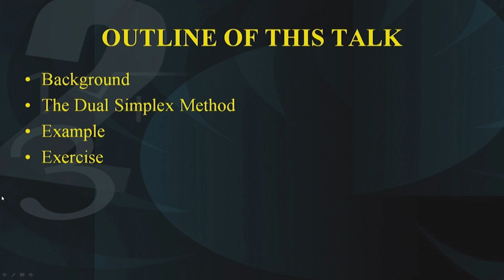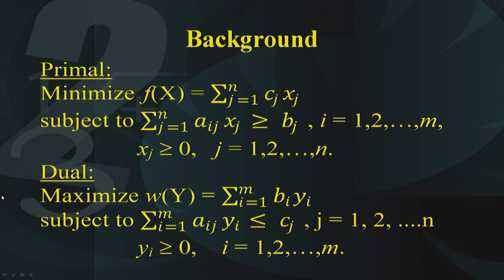Now, let us look at the definition of the primal and the dual once again. As you know, if the primal is in the form of minimization of the objective function subject to inequality constraints of the type greater than or equal to, and the dual is of the maximization type with constraints of the less than or equal to type, then the standard form of the primal can be written as minimization of f(x) equal to summation c_j x_j subject to summation a_ij x_j greater than or equal to b_i, where i goes from 1 to m, and x_j are the decision variables of the primal.